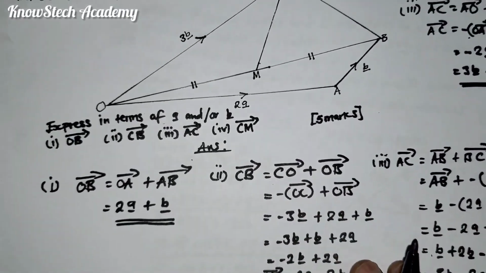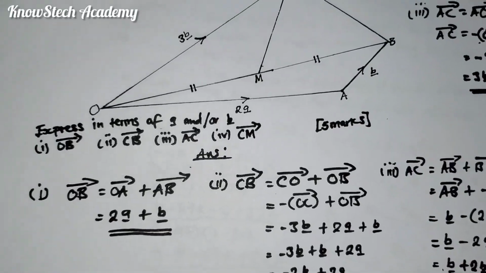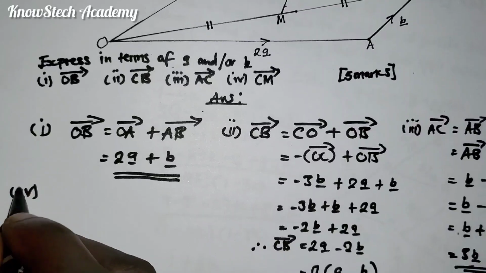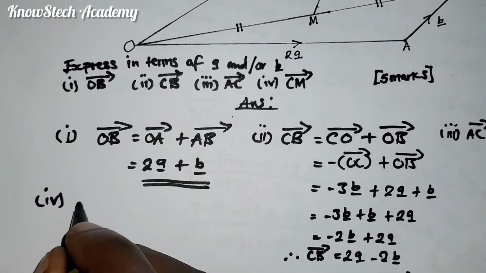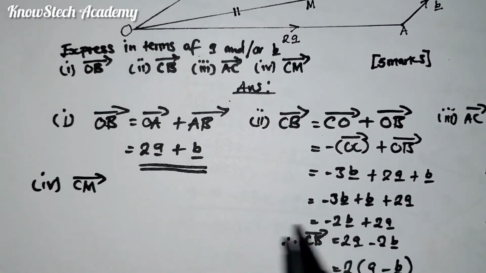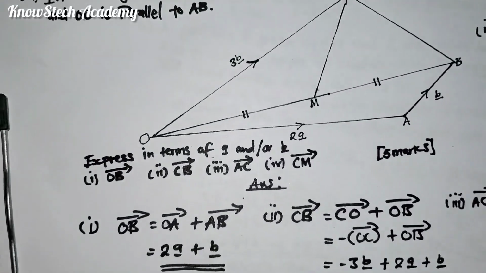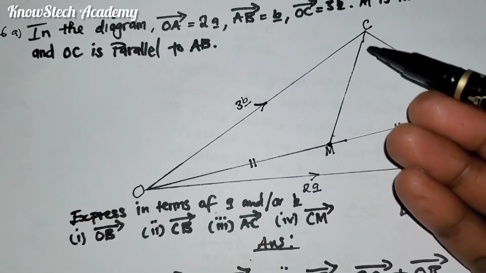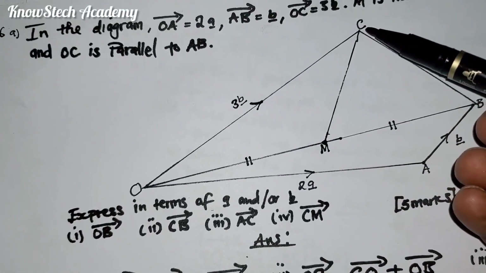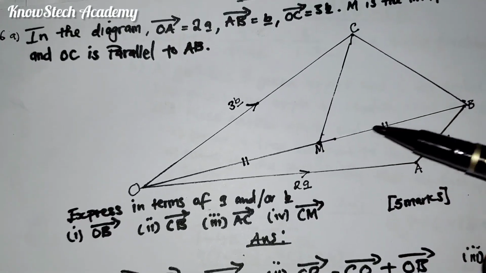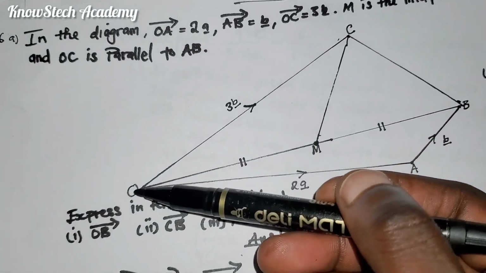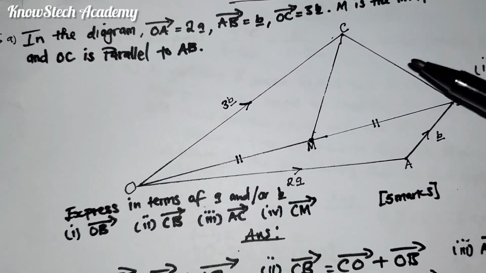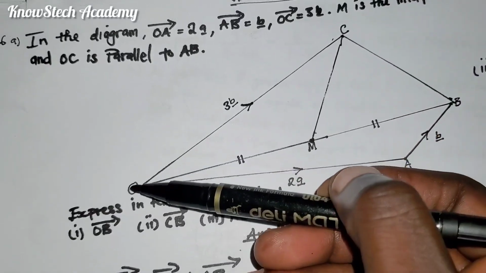Let's now find the answer to the last question, which is question 4. We are asked to find CM. When you look at CM there, you can either move CB plus BM or CO plus OM, whichever way. Me, I'm going to move CO plus OM.